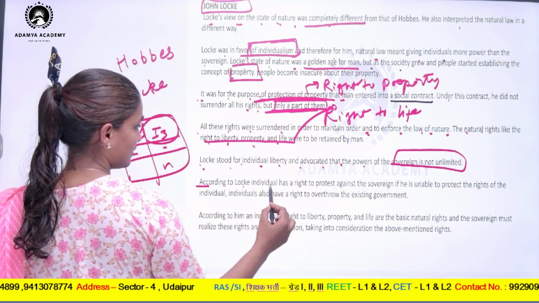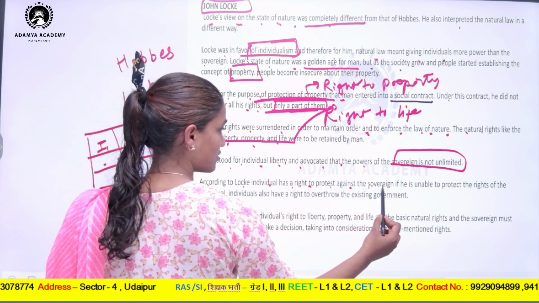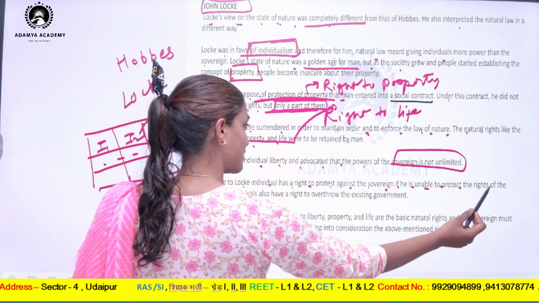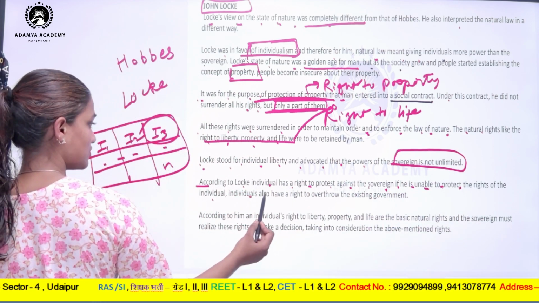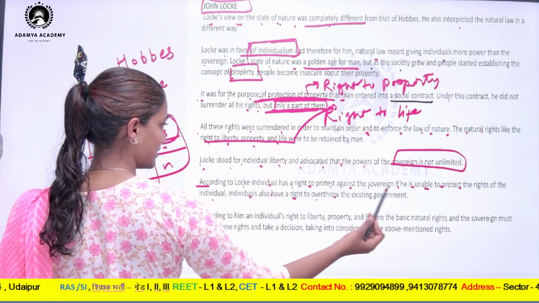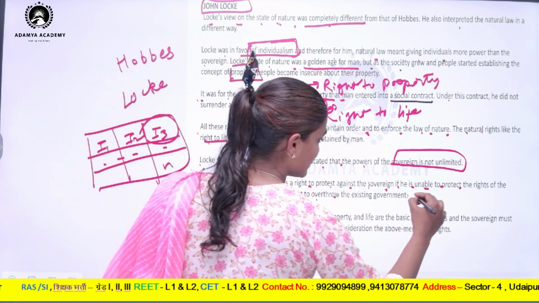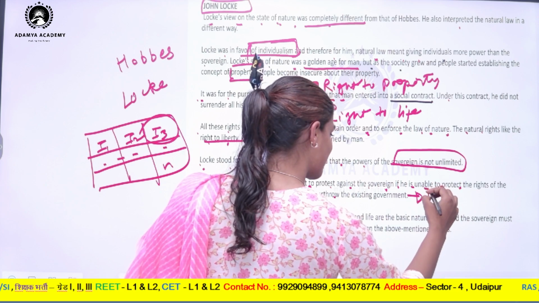According to Locke, an individual has a right to protest against the sovereign if he is unable to protect the rights of the individual. Individuals also have the right to overthrow the existing government. So this is what is actually true in modern society.